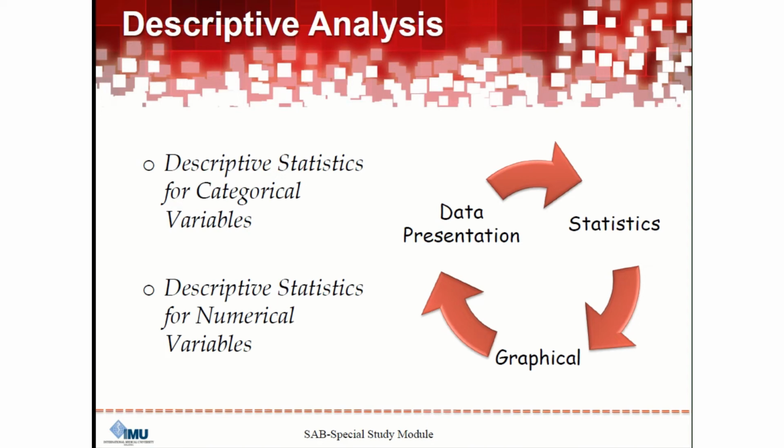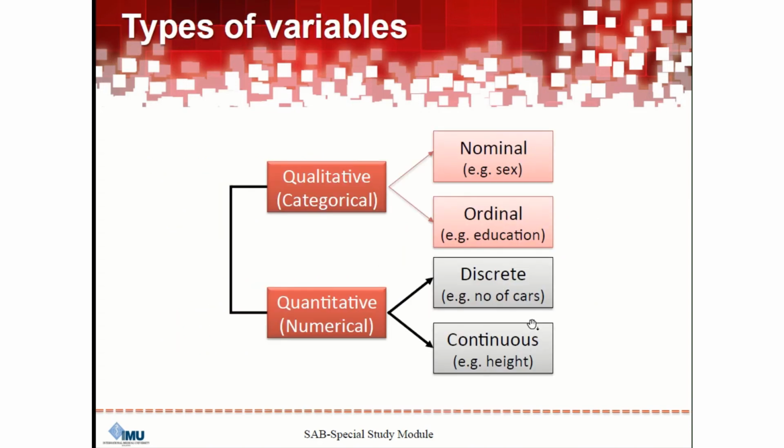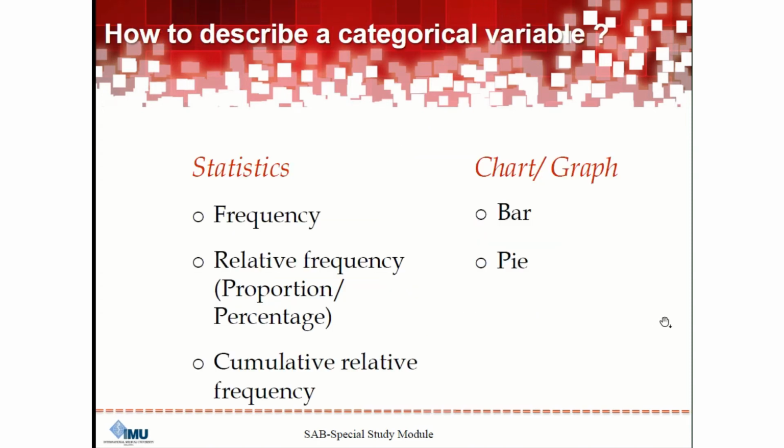How about descriptive analysis? Descriptive statistics, you can say descriptive analysis, because we don't majorly do an analysis. We just present the data and see what kind of pattern it has. So descriptive data can be for categorical variables or numerical variables. The statistics can be the frequency, how many persons are there in that particular category, right? Relative frequency or proportion or percentage, and cumulative relative frequency. We'll see one by one. And for charts, we can have a bar chart or a pie chart.